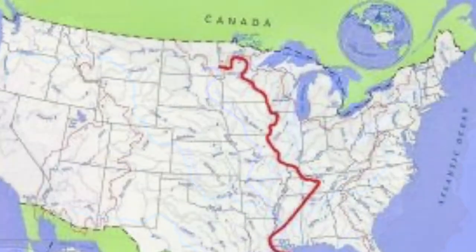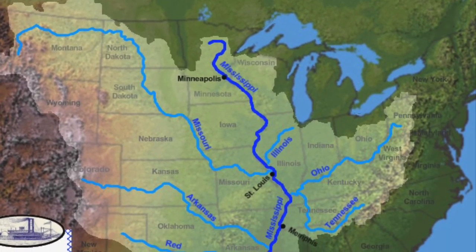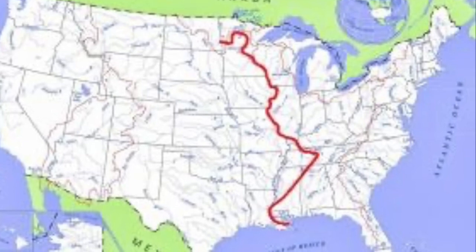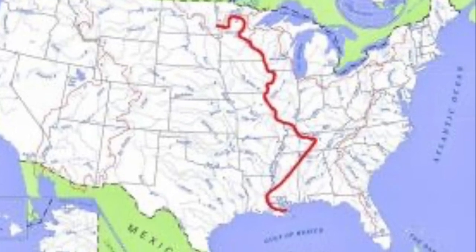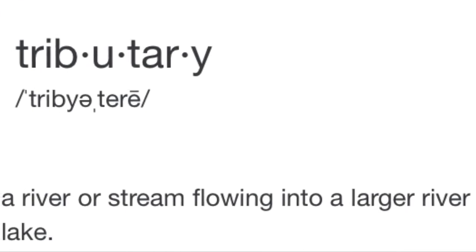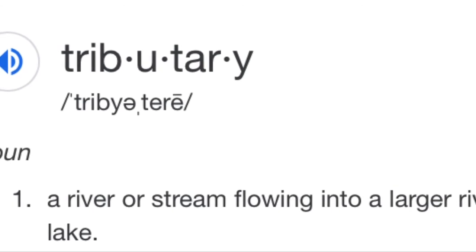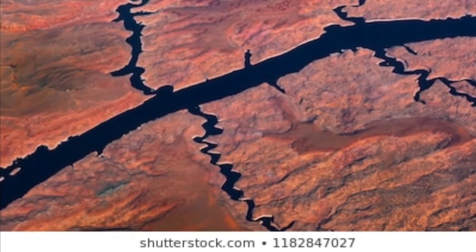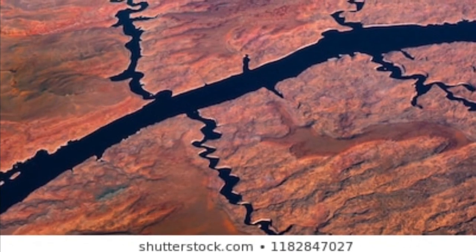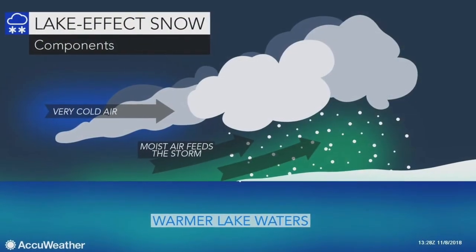And if you remember, the Mississippi begins in Minnesota and it travels down and it empties into the Gulf of Mexico. We learned that a tributary is a river or stream that flows into a larger river or stream or lake. Here's a great example of an aerial view of a tributary. Those little places breaking off into the big one are tributaries. The Ohio River is a tributary to the Mississippi River.